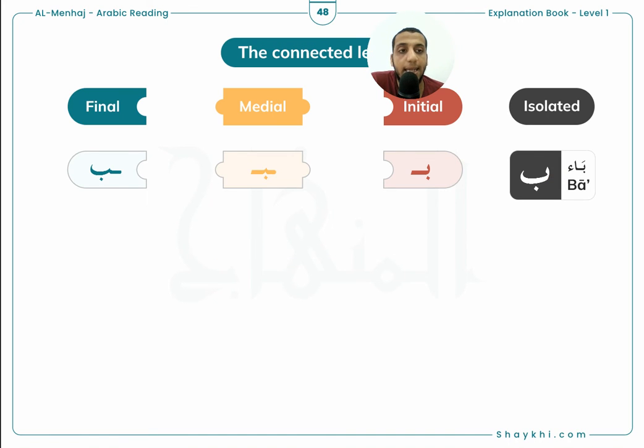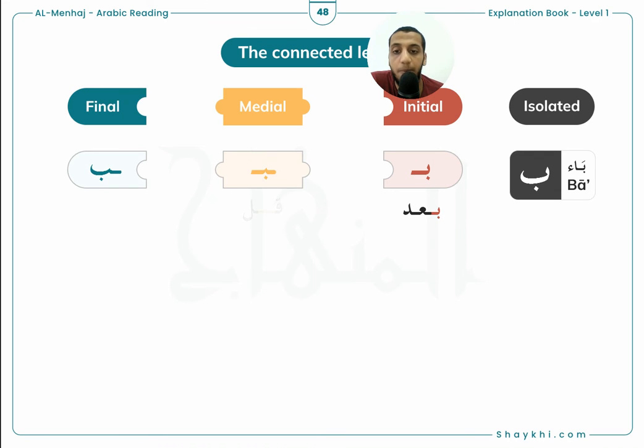Okay, let's take some examples now of the letter B. This is the word bad. As you see, this is the same form here because it comes at the beginning of the word.